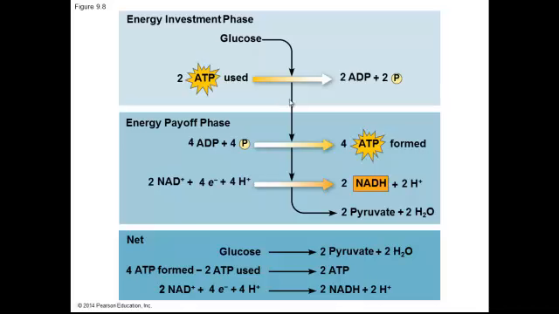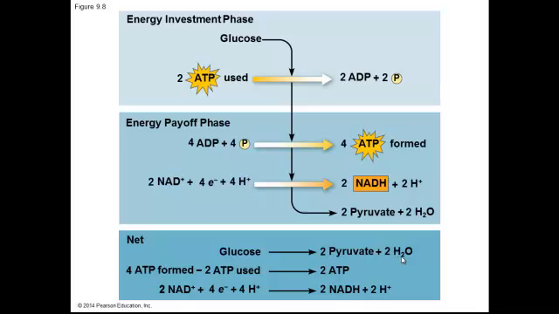That molecule then will go through the energy payoff phase, where a series of oxidation and reduction reactions occur. 4 ATP are produced, 2 NADH are produced, and then 2 pyruvate are produced. Now notice that there are 4 ATP produced along the way. However, since we invested 2 in the first place, the net production of ATP is 2.